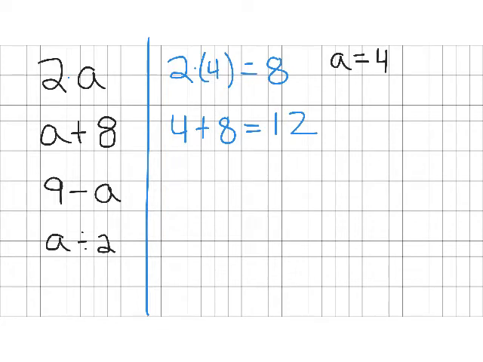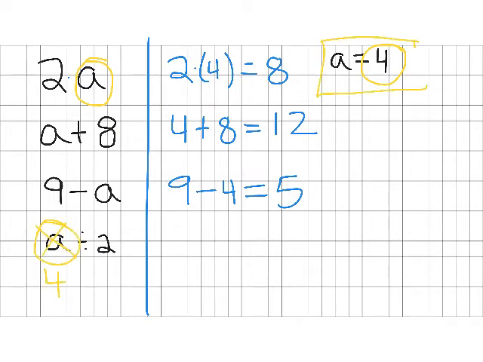If I did 9 minus a, that's like 9 minus 4. Notice each time I'm just taking my variable and I'm replacing it with the number 4. So then I would have 9 minus 4, that gives me 5. Last one, once again, I'm going to take the a right here and I'm going to replace it with a 4, because over here a equals 4. So that would give me 4 divided by 2, which is 2.